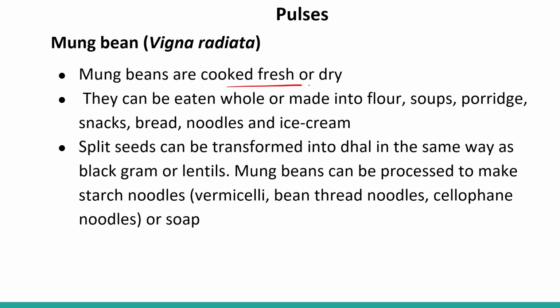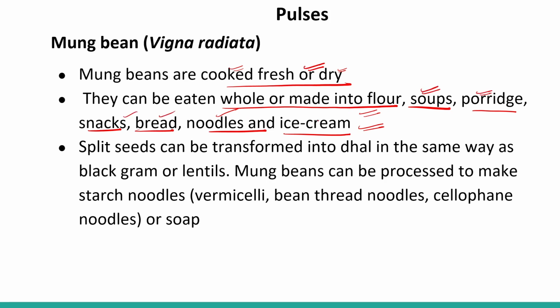Mung beans are cooked fresh or dry. They can be eaten whole or made into flour, soups, porridge, snacks, bread, noodles and even ice cream. Whole means they can be used as whole seeds, or changed into flour. It can also be used in making soups, porridge, snacks, bread, noodles and ice cream.